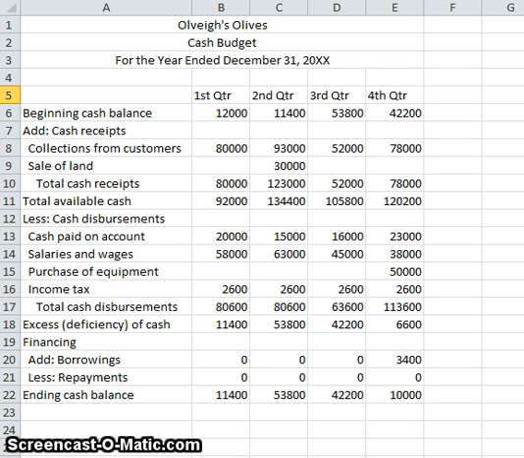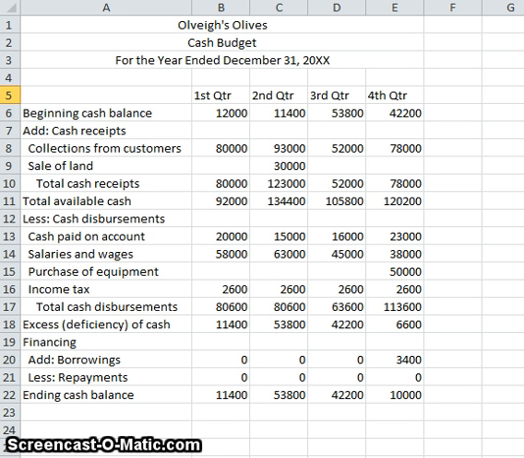Whatever those cash receipts are, you list them out, put them in the applicable period, and total them up. That'll give me available cash to be spent, I guess you could say. So this is what we could have spent during each of these periods. Now let's figure out what we actually did spend.